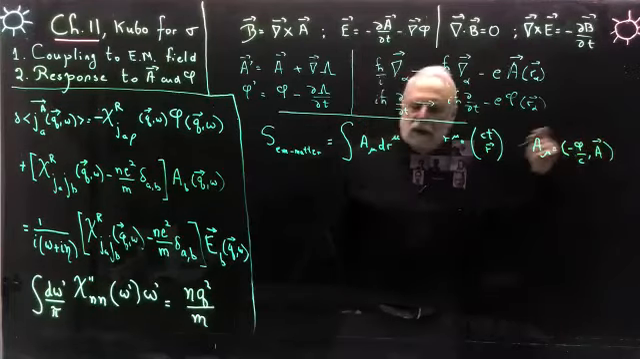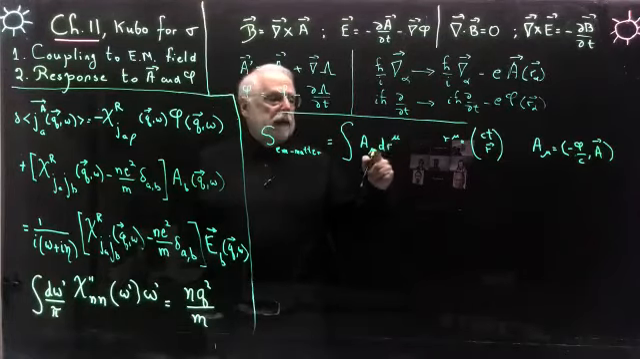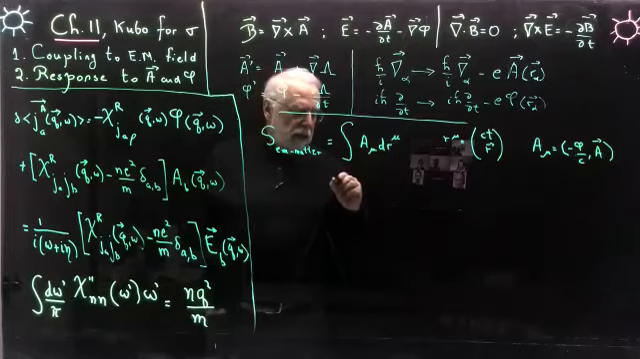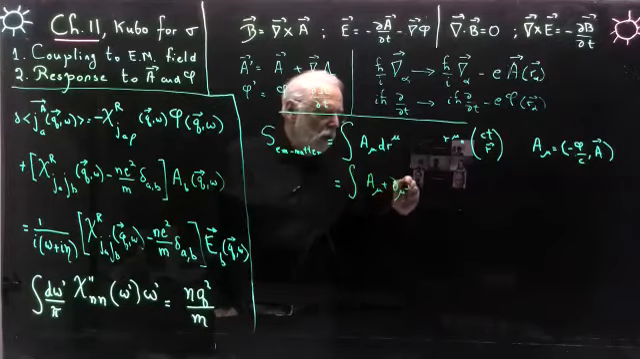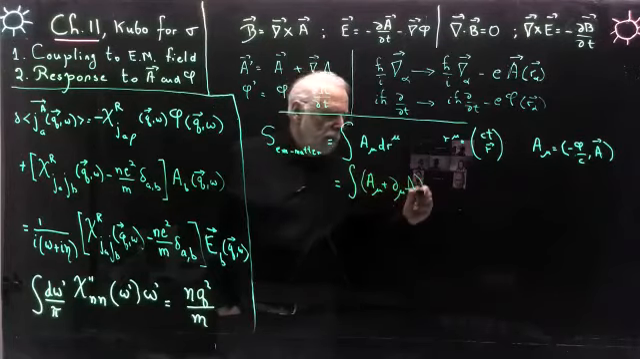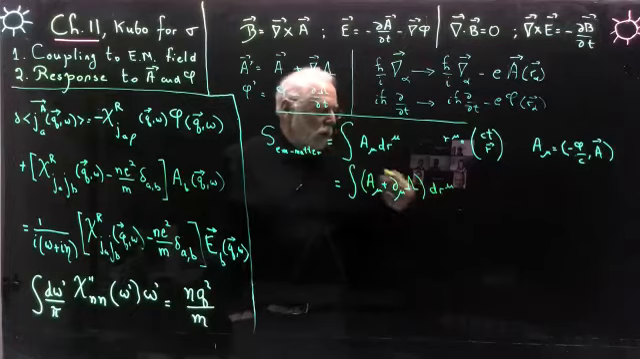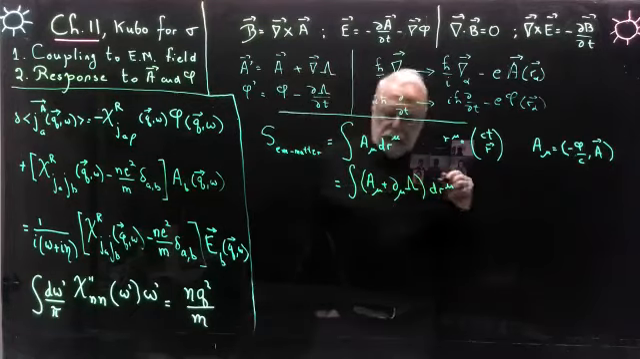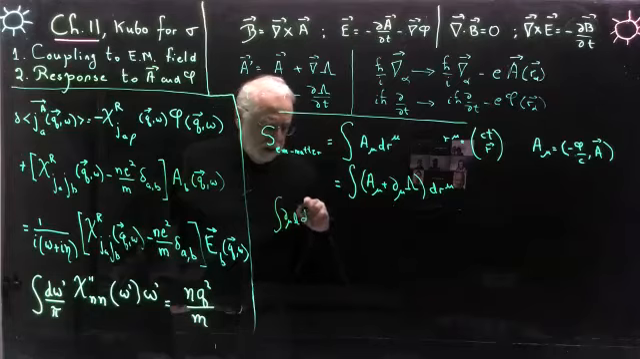So this is clearly Lorentz invariant. Why is it gauge invariant? Let me do this gauge transformation. Then this gauge transformation is A_mu plus d_mu lambda. So I have added this term to the action. So let's rewrite this extra term, the integral of d_mu lambda dr^mu.